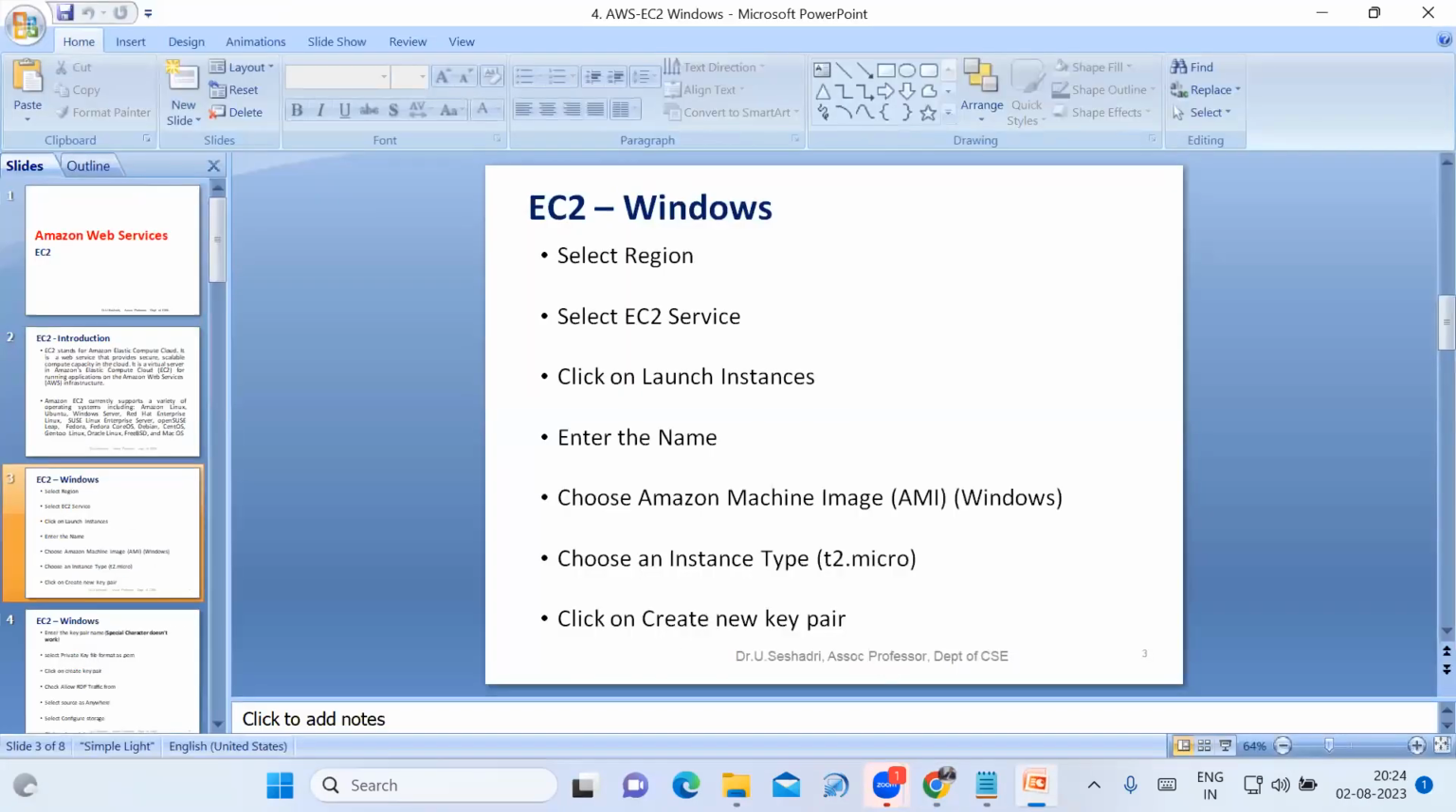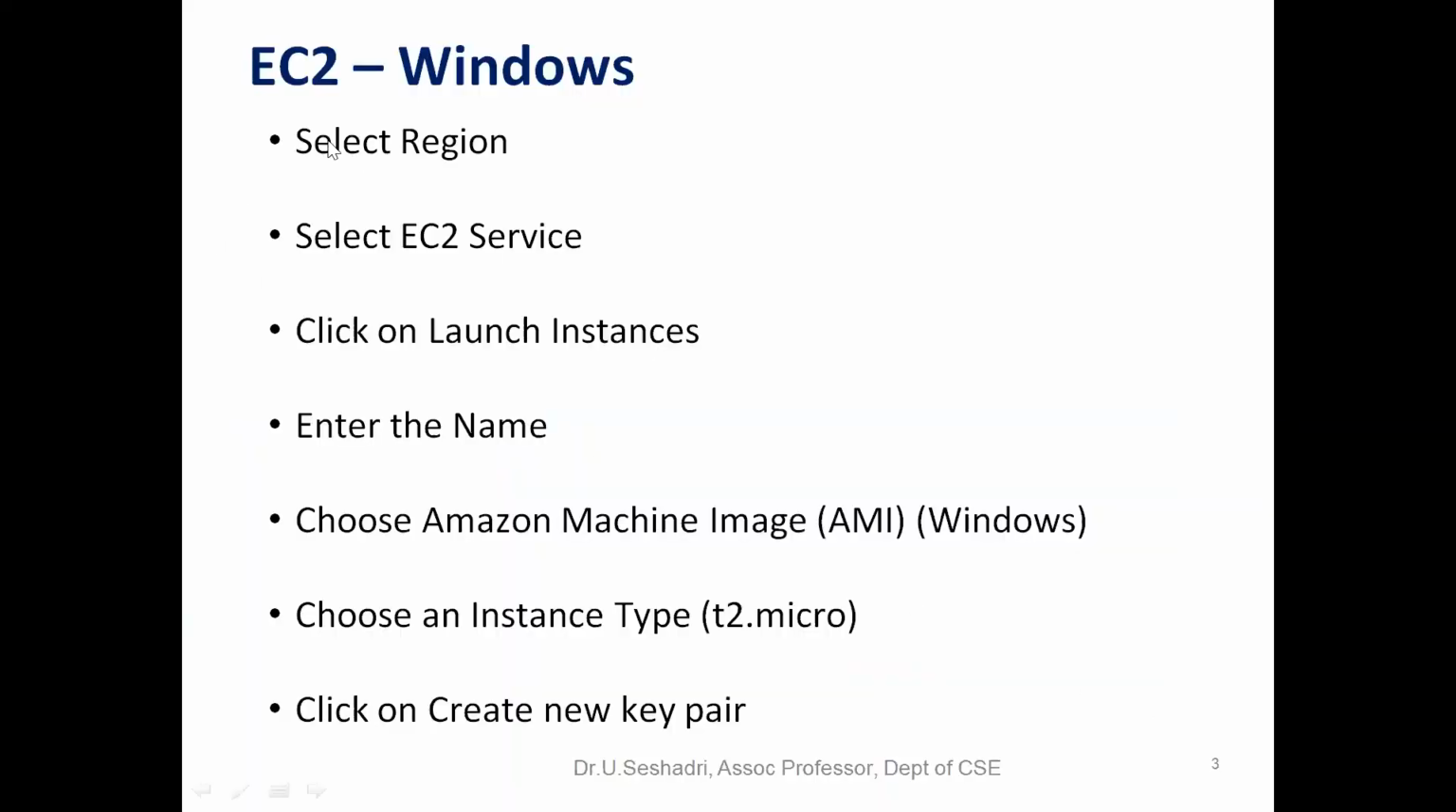Right now, we'll see what steps we have to follow to launch the Windows Server instance. See, I have clearly mentioned the steps in the PPT. First, we have to select the region. We have to select the EC2 service. Click on Launch instances. Enter the name of the instance. I am giving the name Windows Server. Then we have to choose the Amazon Machine Image. You are launching Windows Server, that's why you are choosing the Windows Amazon Machine Image.